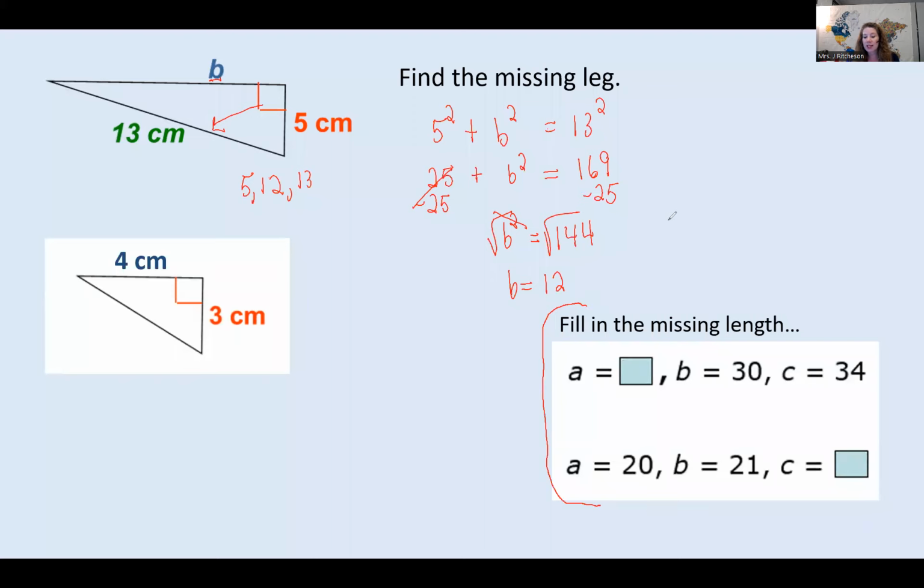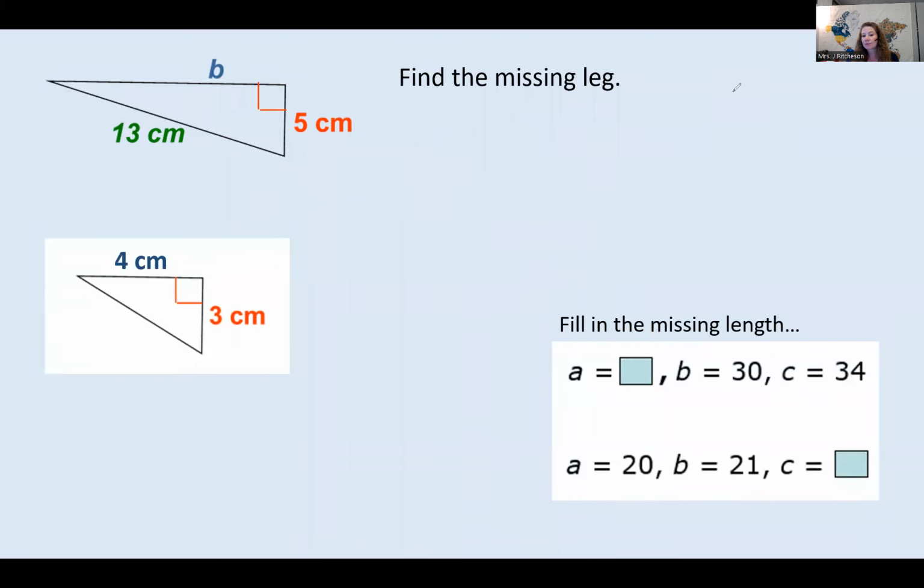Okay. All right, so I want you guys to try these two at the bottom of the page. I want you to pause the video and solve it on your own, and then come watch the video and check your answers.